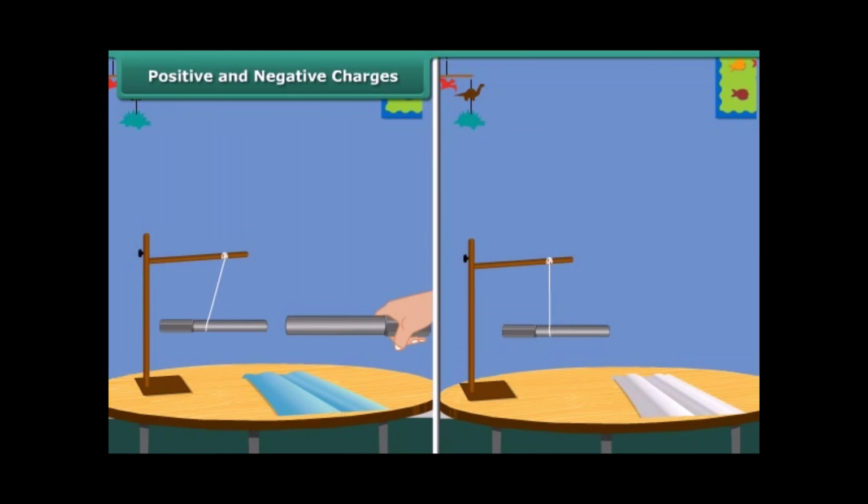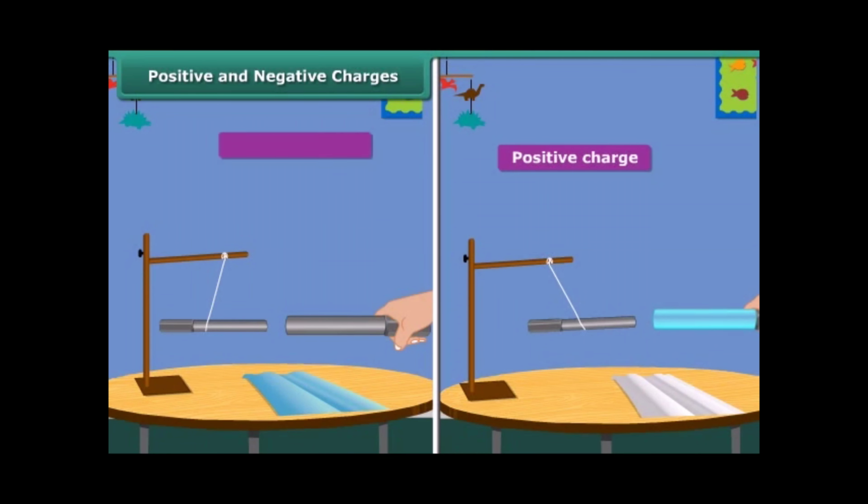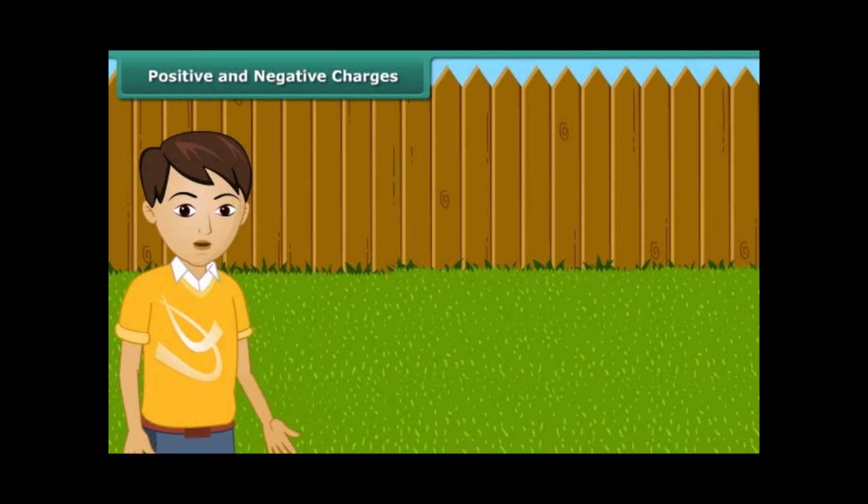These two kinds of charges are called positive and negative charges. The positive charge is shown by the plus sign and the negative by the minus sign. Merely as a convention, the charge on a glass rod rubbed with silk is taken as positive and that of an ebonite rod rubbed with woolen cloth is taken as negative. From the earlier activity we can conclude that like charges repel each other and unlike charges attract each other.